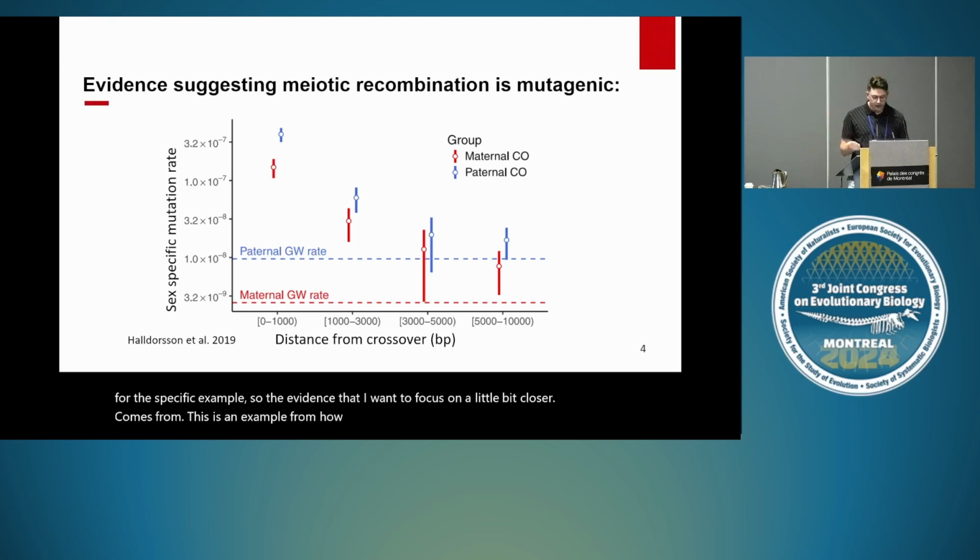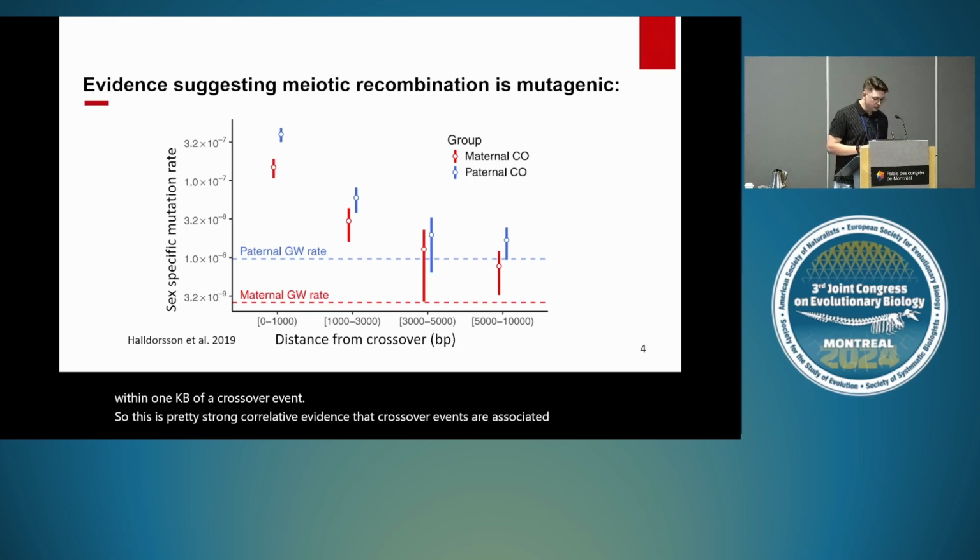So the evidence that I want to focus on a little bit closer comes from Halldorsson et al. 2019. Here, parents and offspring were sequenced, crossover events were identified, and new mutations were identified. What they found is that the rate of single nucleotide variants was roughly 30 to 50 times higher within 1 kb of a crossover event. So this is pretty strong correlative evidence that crossover events are associated with new mutations.